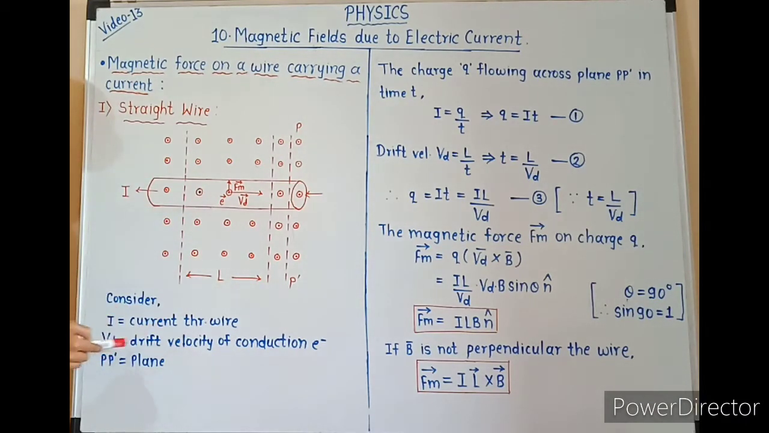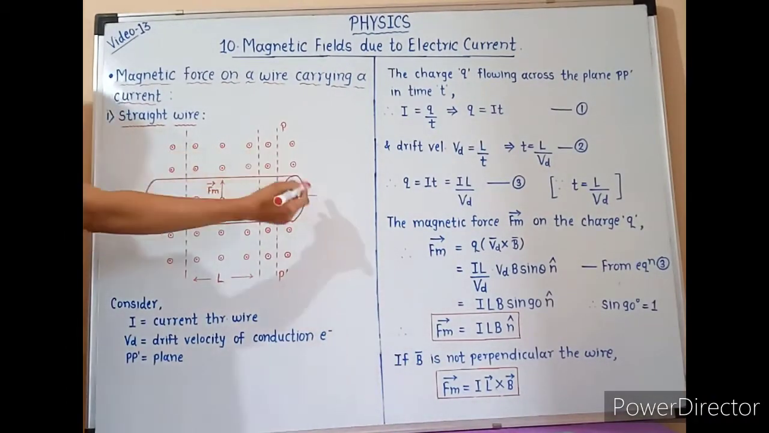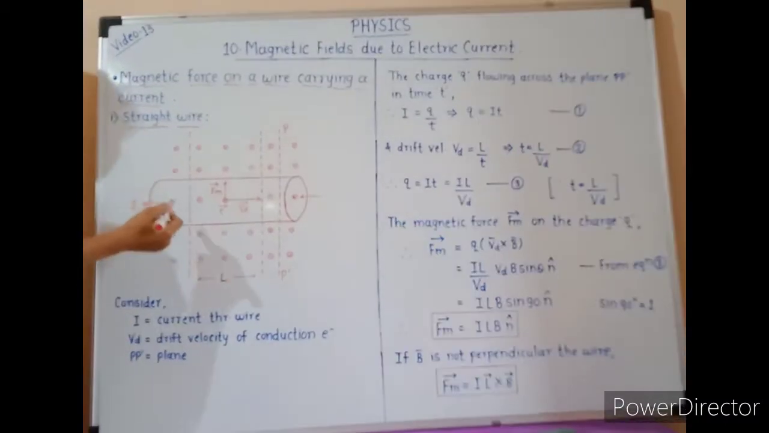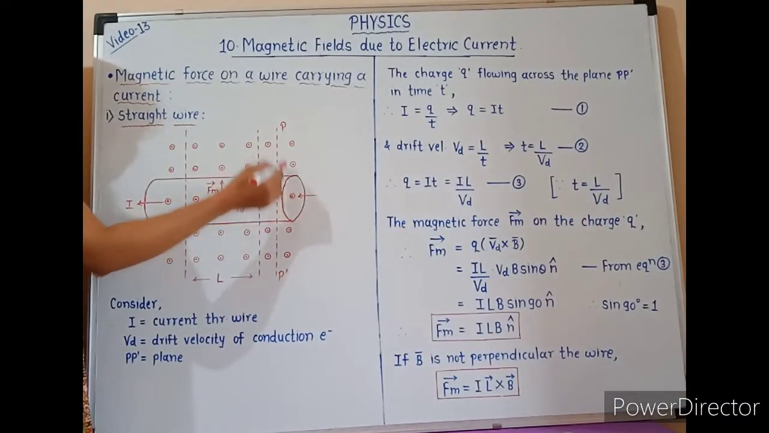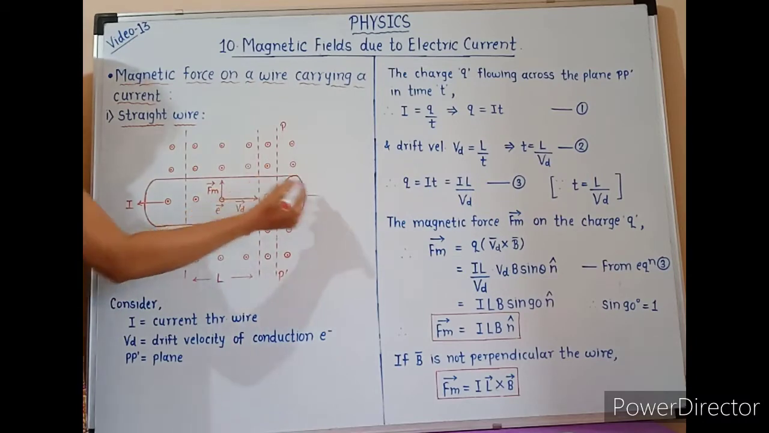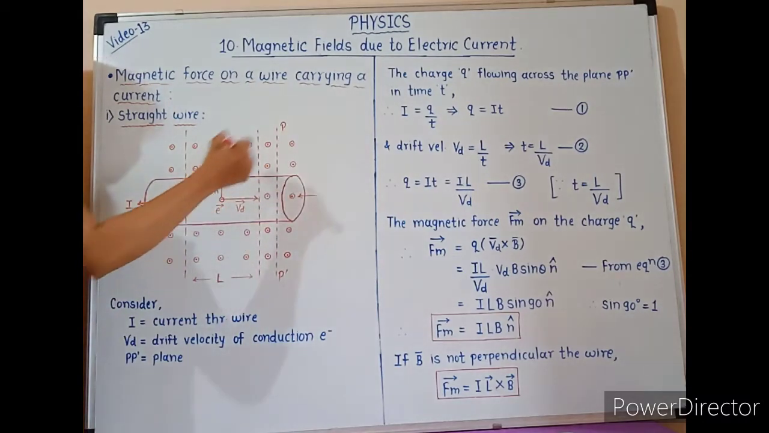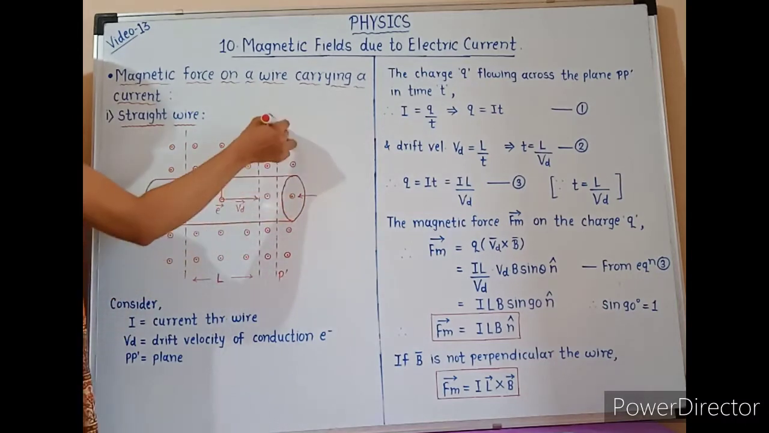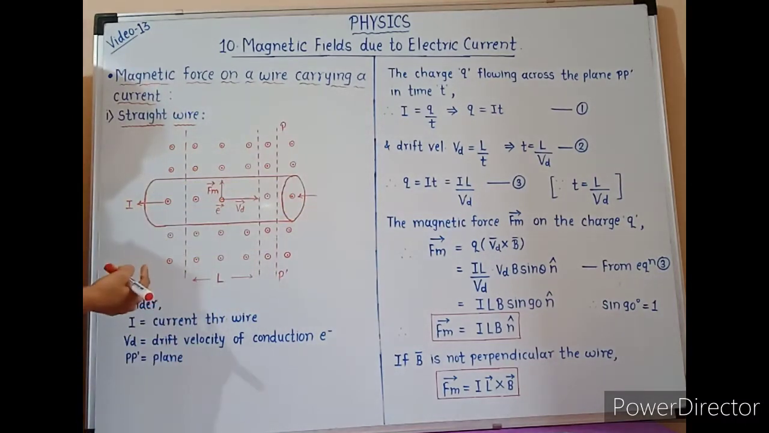So I is the current flowing through this wire, Vd is the drift velocity of conduction electron, and PP dash is the plane. When current I is flowing across this straight wire, then some amount of charge Q is flowing across this plane PP dash in small time t.